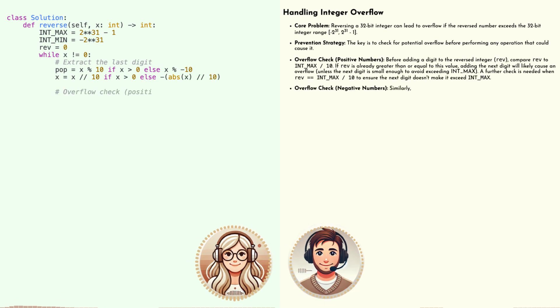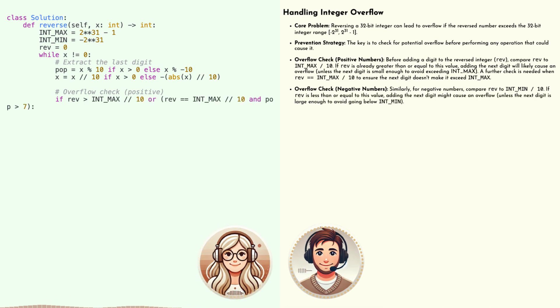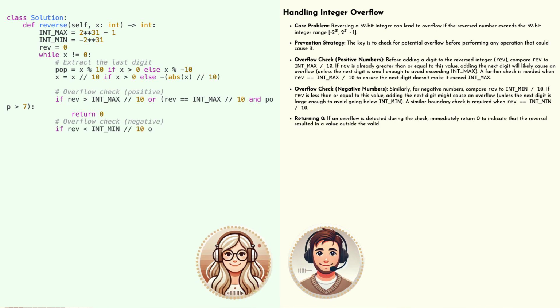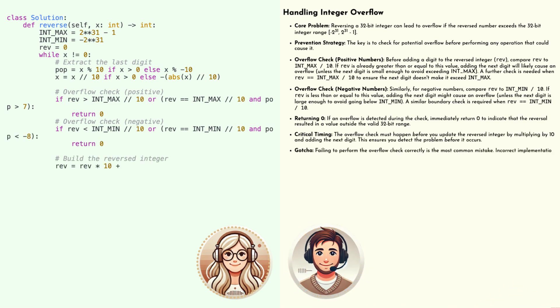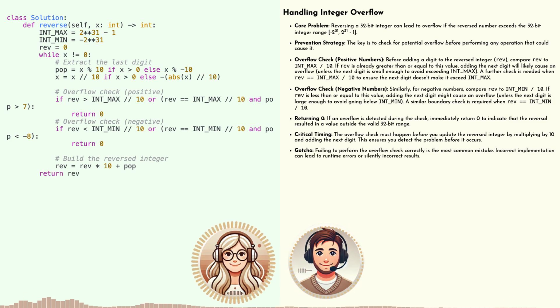Exactly. And that's where things can get really tricky. Instead of checking for overflow after we've built the entire reversed number, what if we could check for potential overflow during each step of the process? Okay, that sounds like a much safer approach. But how do we even know if adding another digit is going to push us over the edge? Here's another hint. Instead of comparing the reversed number directly against the maximum integer value, think about what happens if the reversed number is already greater than the maximum value divided by 10.